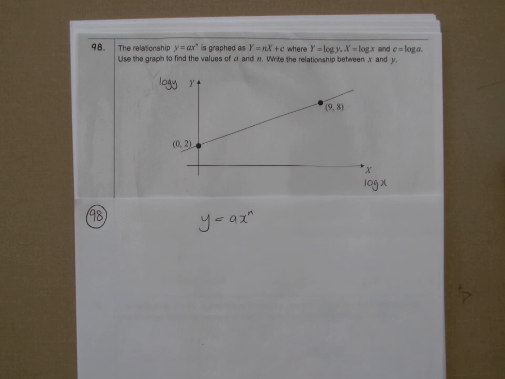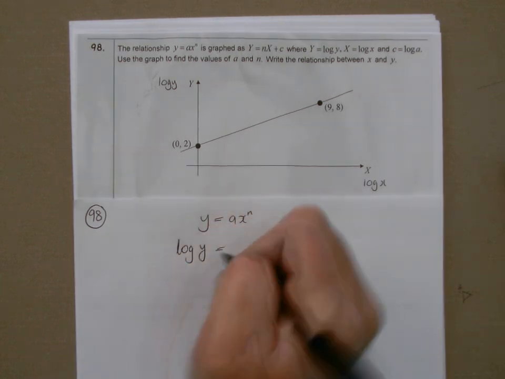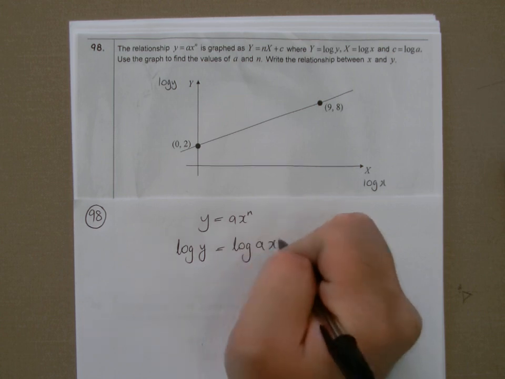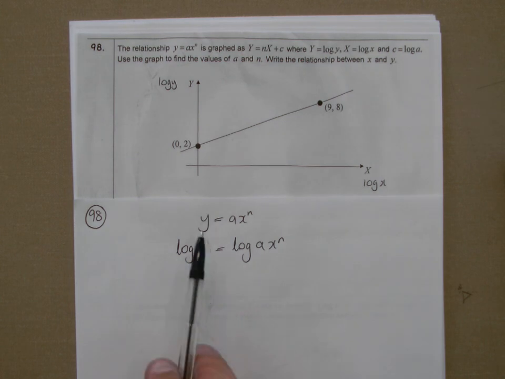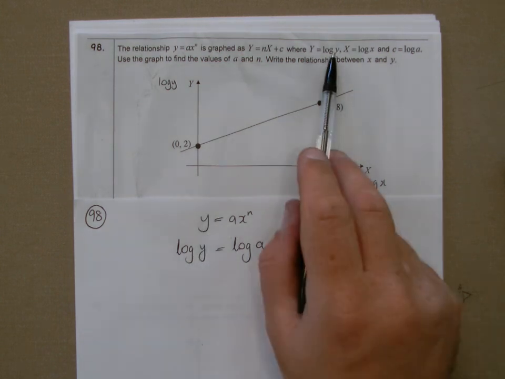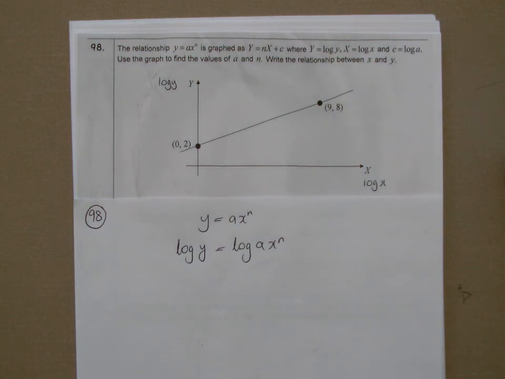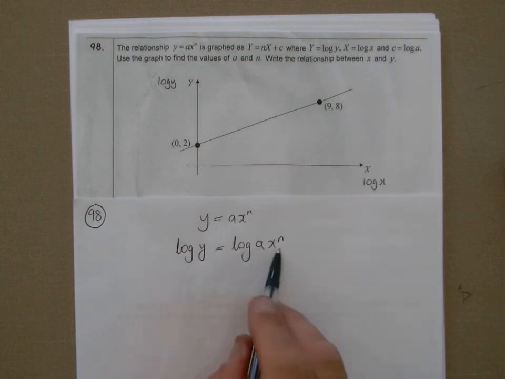Now, to understand why that works mathematically, we start off with this and take logs of both sides. So we've got log of y equals log of ax to the power n. I'm taking log of both sides. In this case the base is 10, because there's no base written.